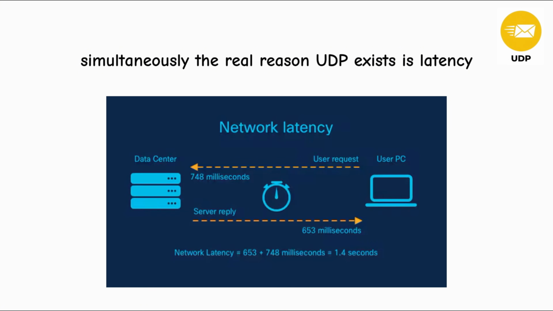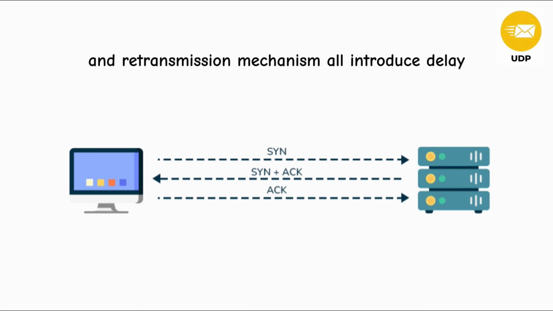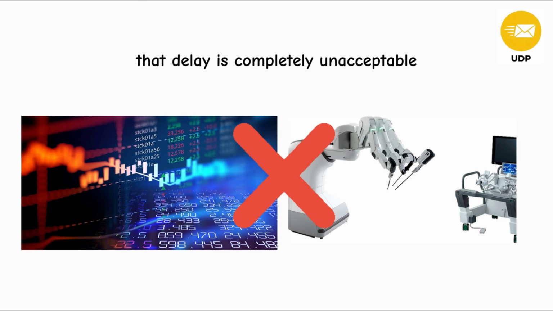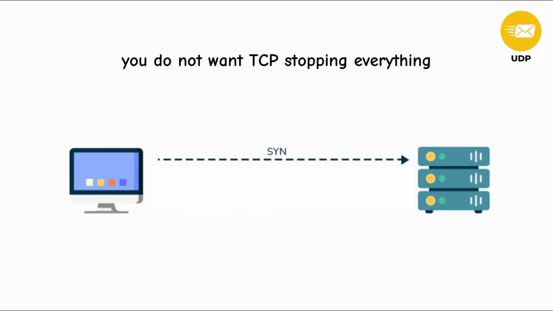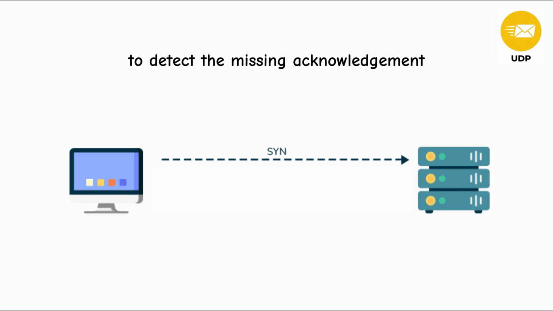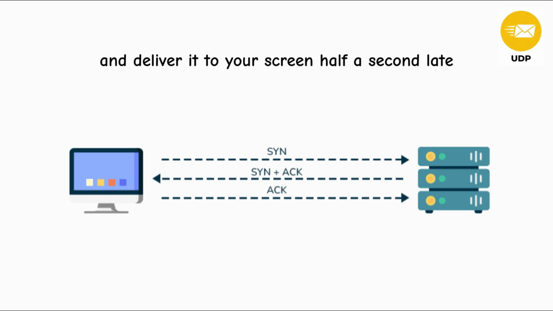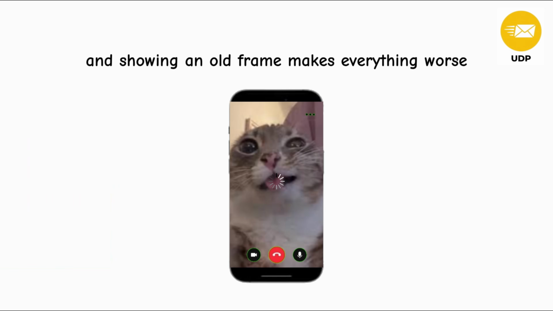The real reason UDP exists is latency. TCP's handshake, acknowledgements, and retransmission mechanism all introduce delay. For some applications, that delay is completely unacceptable. Think about a live video call. If one video frame gets lost between the sender and receiver, you do not want TCP stopping everything to detect the missing acknowledgement, wait for the retransmission timeout, retransmit the frame, and deliver it to your screen half a second late. By that point, the conversation has moved on, and showing an old frame makes everything worse.